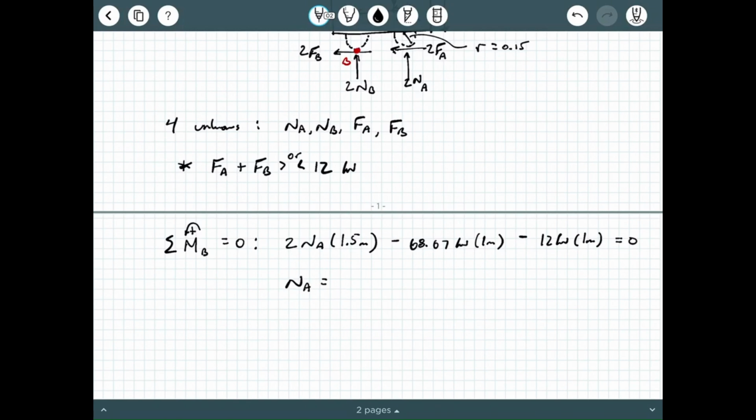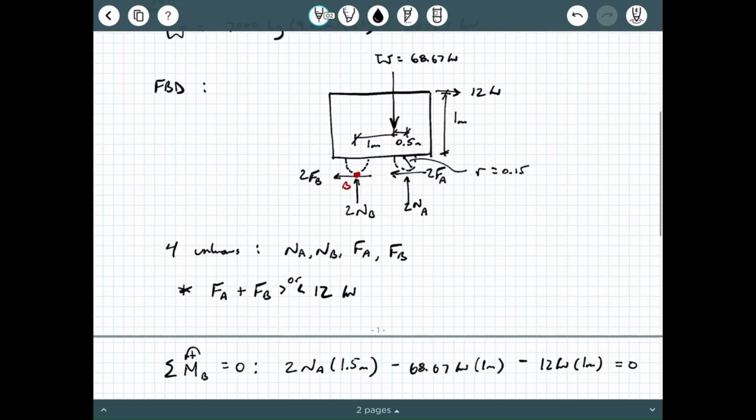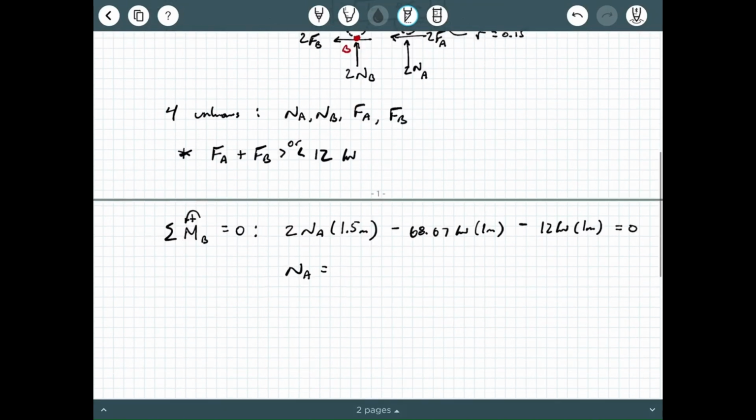So let's do some rearranging and solve for NA. All right, so we're going to say 68.67, and then add that to 12, and then we're going to divide by 2 times 1. Oh, wait, hang on 1 second. We almost made a boo-boo here. Glad we caught this. I'm not going to re-record this video because we caught it quickly. The moment arm from the 12 kilonewtons, is it 1 meter? No, it's 1.15 meters, right? Don't forget about that wheel radius. So you're going from here all the way down to this surface. Let's change that real quick.